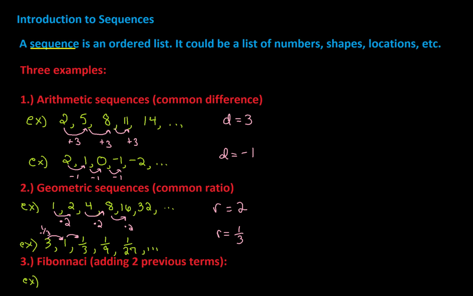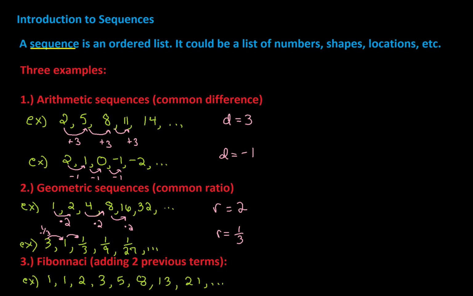So for the Fibonacci sequence, we're going to start off with 1, 1, and those are given to us. And then we begin adding the 2 previous terms. So 1 plus 1 gives us 2. Then I add 1 plus 2, and that gives me 3. 2 plus 3 gives me 5. 3 plus 5 gives me 8. 13, 21, and so forth. And those are the Fibonacci numbers.